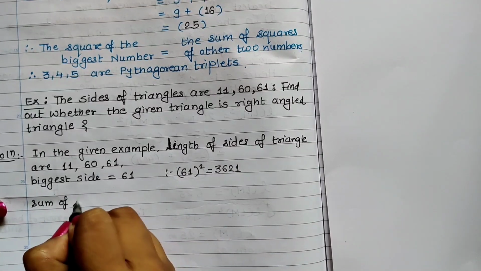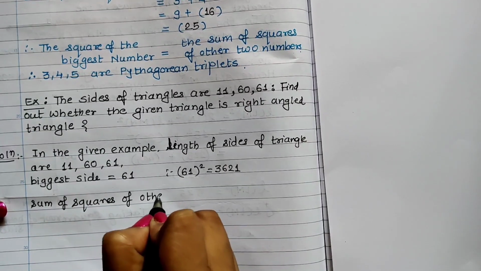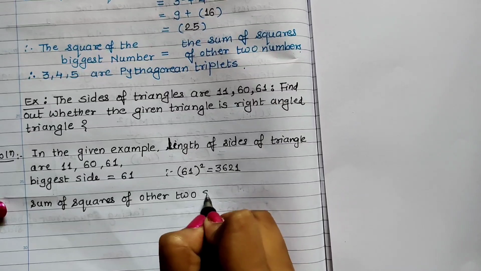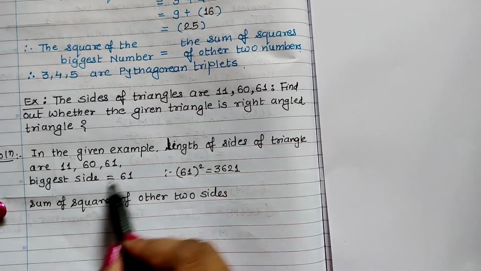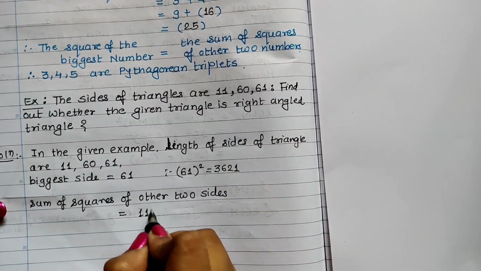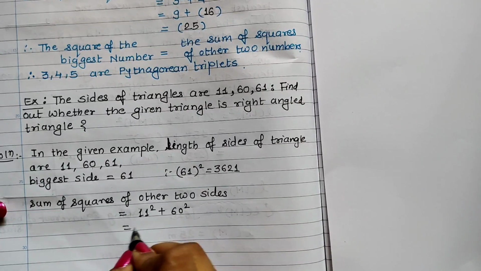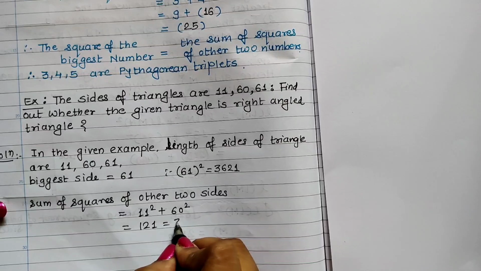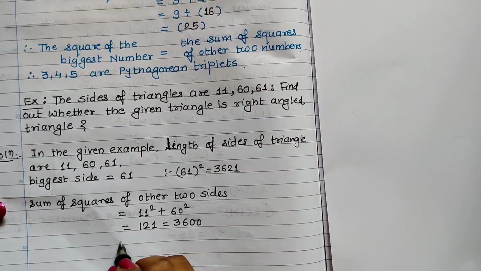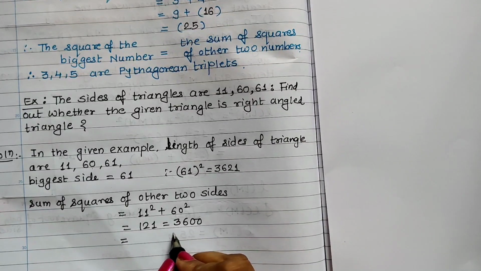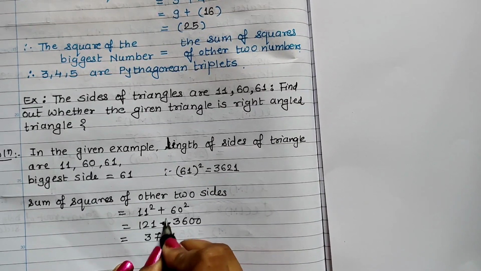Sum of squares of the other two sides. Which are the other two sides? 11 and 60. So 11 square plus 60 square. What is 11 square? 11 square is 121. What is 60 square? 3600. If you add, what will you get? You get 3721. Here I should write plus.